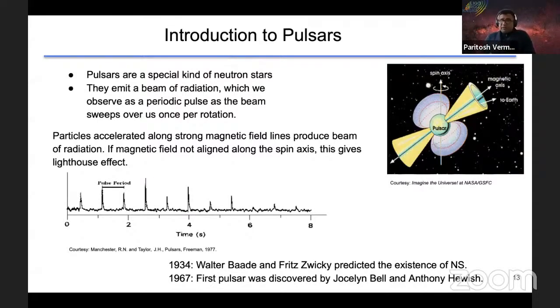In the plot below, there is a pulse profile of a pulsar. The distance between two pulses is the time period between the pulses, which indeed is the rotation period of the neutron star. Neutron stars were first predicted in 1934 by Walter Baade and Fritz Zwicky, and they were first detected in 1967 by Jocelyn Bell and her PhD supervisor. Next slide, please.